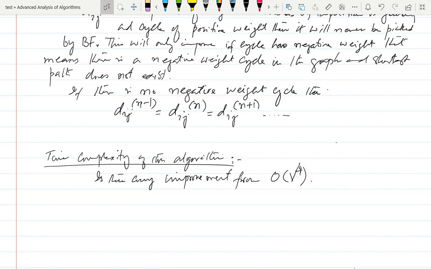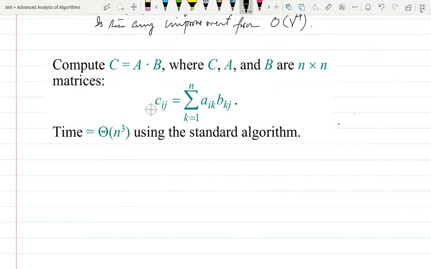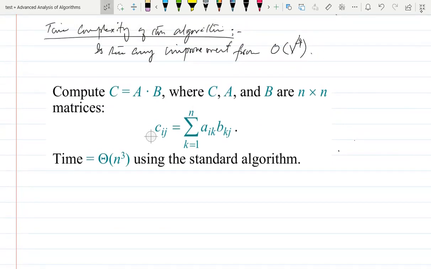Now let's come to the time complexity of this algorithm. Okay, to calculate the time complexity of this algorithm, let's talk about simple matrix multiplication.